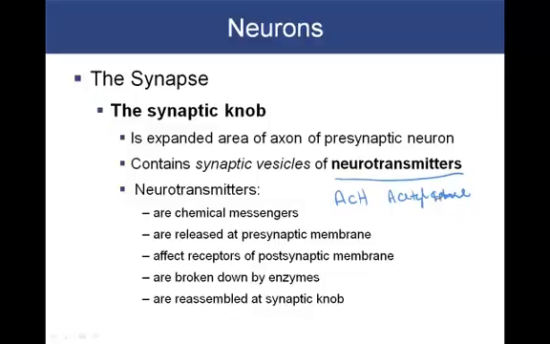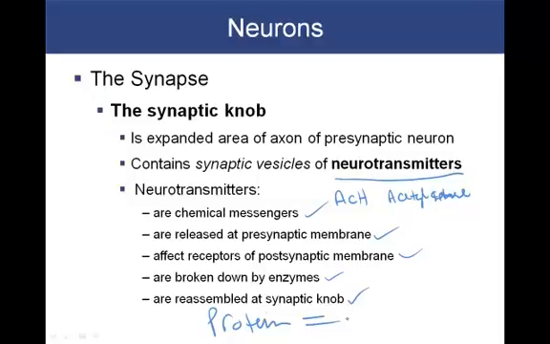Neurotransmitters are chemical messengers. They're released at the presynaptic membrane, and they have their effect on the postsynaptic membrane. They're broken down by enzymes. If you remember, acetylcholinesterase is the enzyme that breaks down acetylcholine. And then they're reassembled in the synaptic knob. Neurotransmitters tend to be protein.